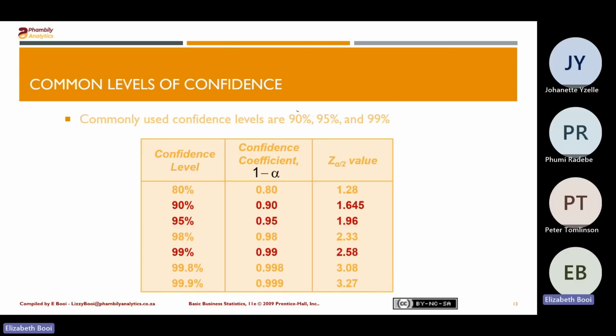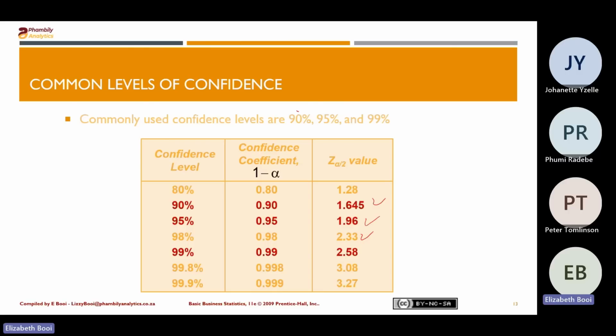As you can see from the activity that we did, we found that one, and that one. For 80, you will find 1.28. If you do a 99.9, you will find 3.27, and so on and so forth. And these are your confidence levels and their corresponding critical values.